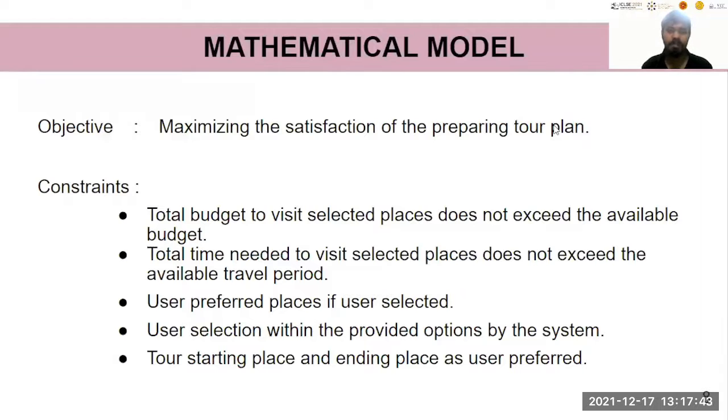Here is our mathematical model. The objective is to maximize the satisfaction of the prepared tour plan. Constraints are: the total budget to visit selected places does not exceed the available budget, the total time needed to visit selected places does not exceed the available travel period, user preferred places are included if the user selected them, starting place and ending place are as the user preferred, and user selections are within the options provided by the system.